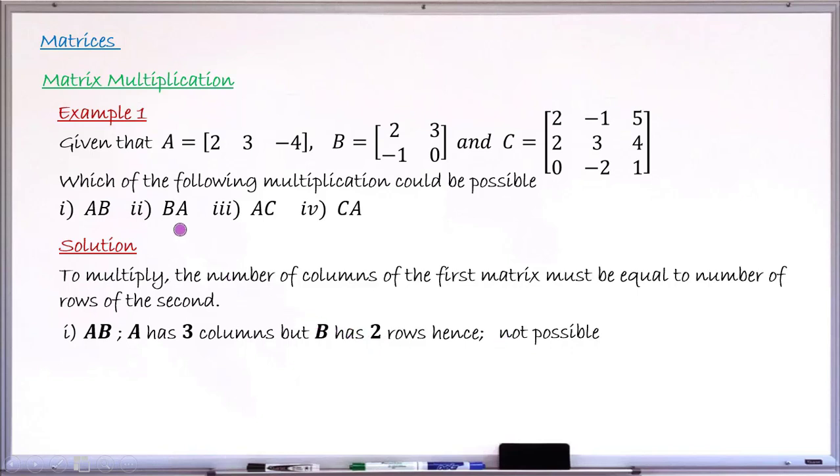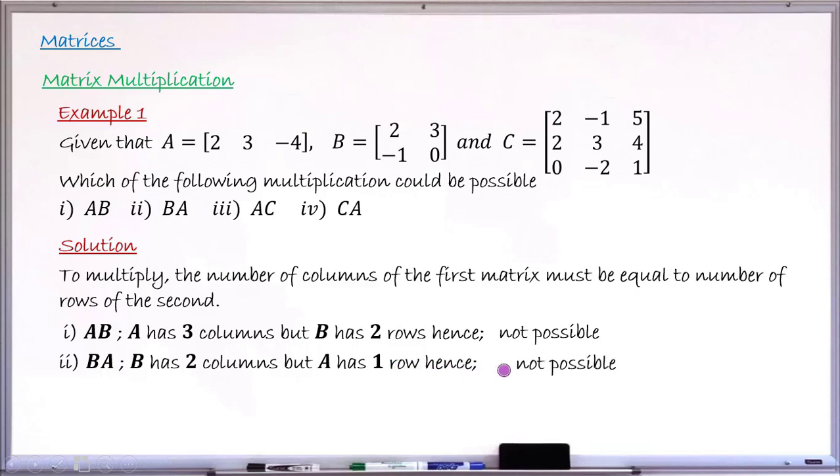We move to the second one. Let's find out whether, if A times B is not possible, could B times A be possible? B times A, so in this case, B is your first matrix, while A is your second matrix. So the number of columns of B, that is your first matrix, is 2. And the number of rows of A is 1. And in that case, 2 is not equal to 1. Hence, it is not possible, this one also.